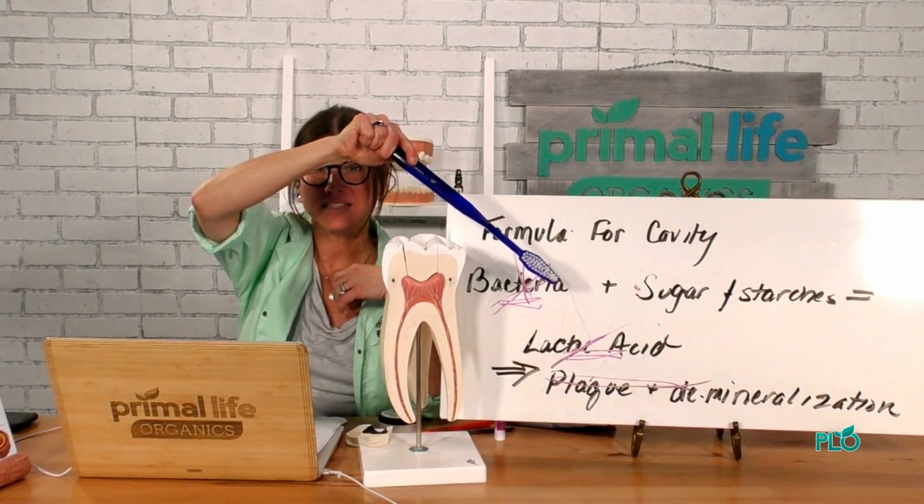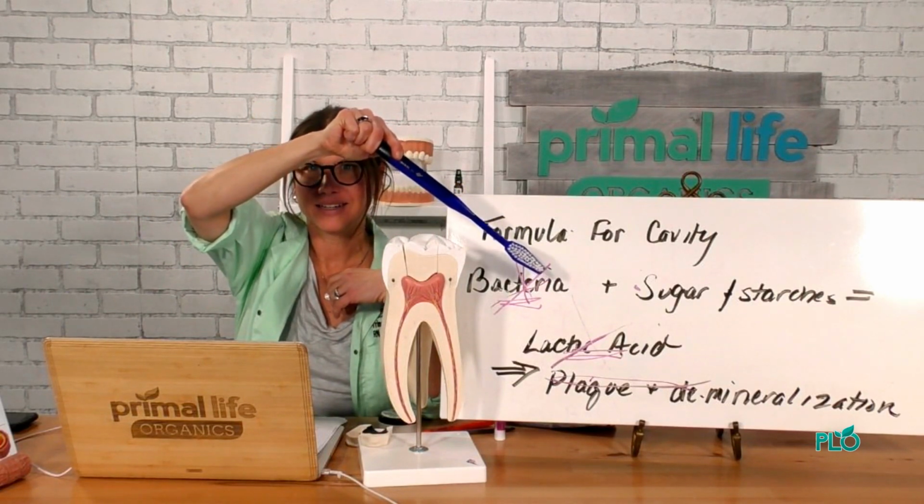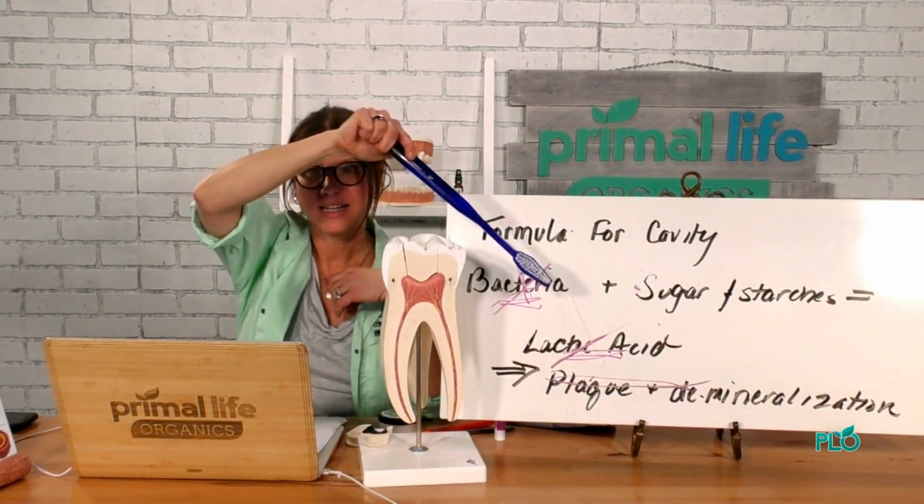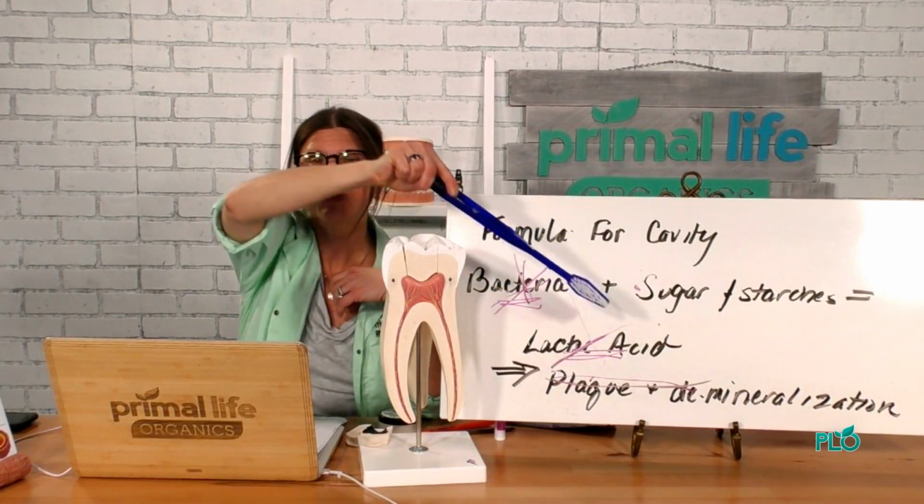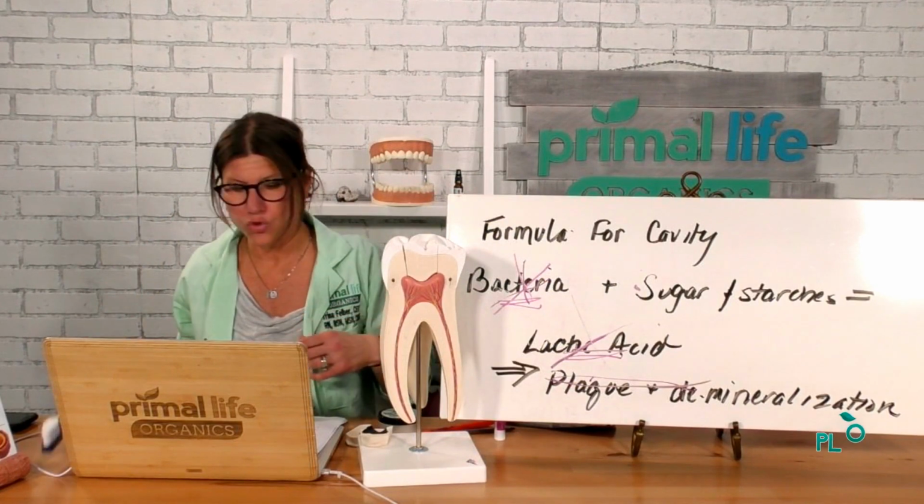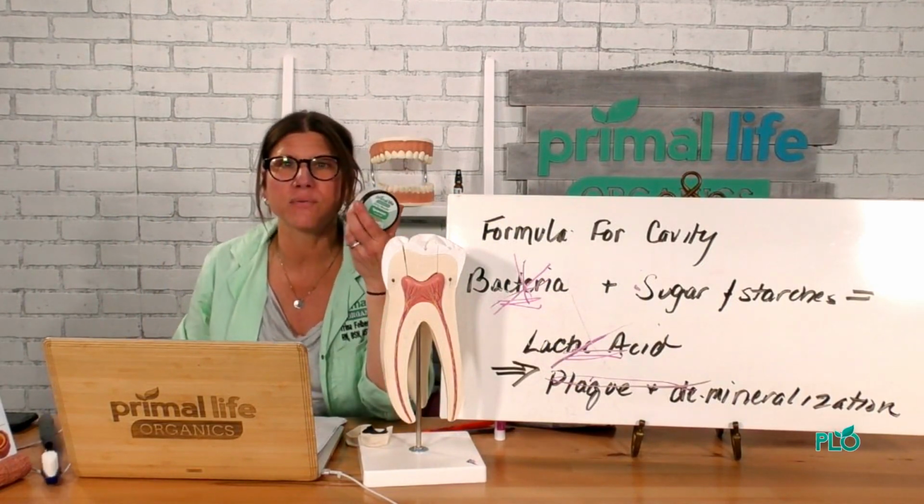Get rid of the bacteria, because dirty mouth tooth powder will. Get rid of the lactic acid. You can eat some sugar and starches. You still won't create that bad environment. You want an alkalizing environment. You can do that with dirty mouth tooth powder.